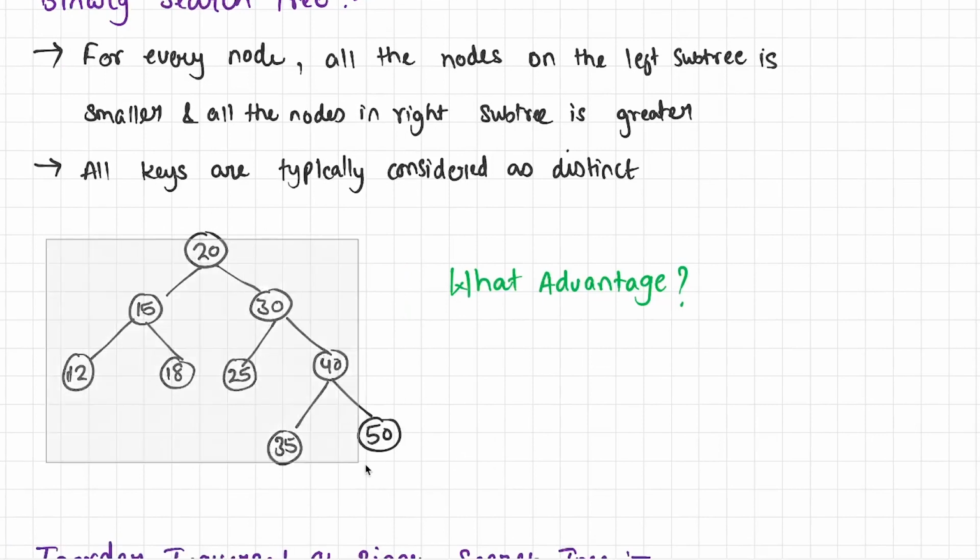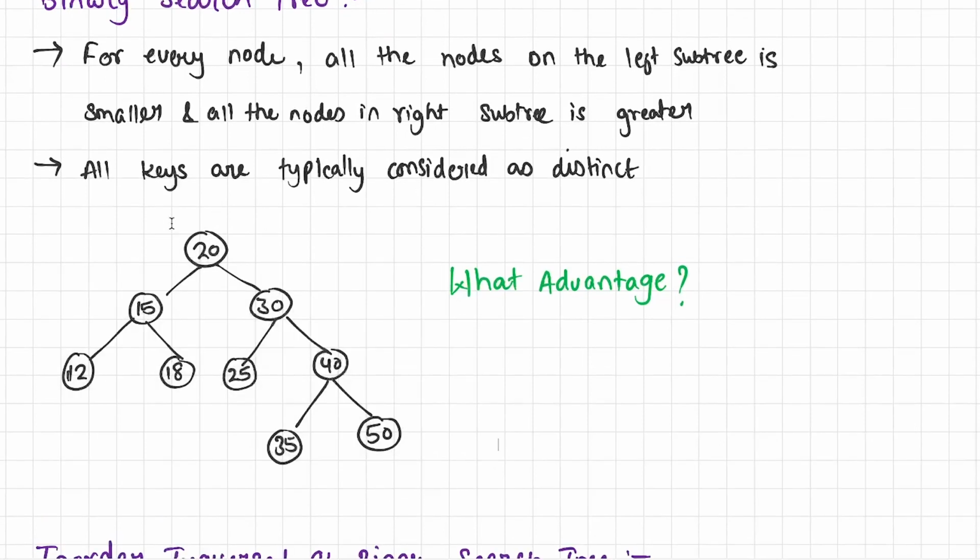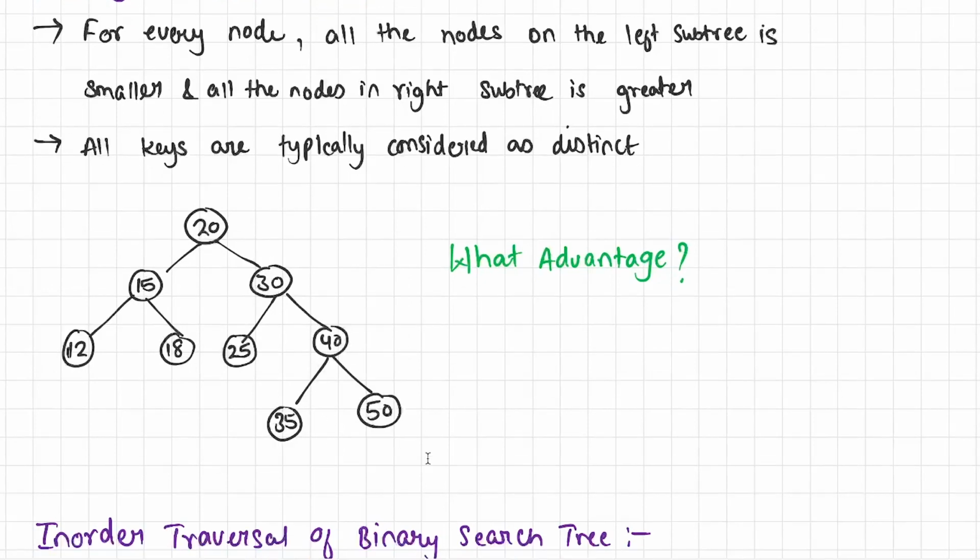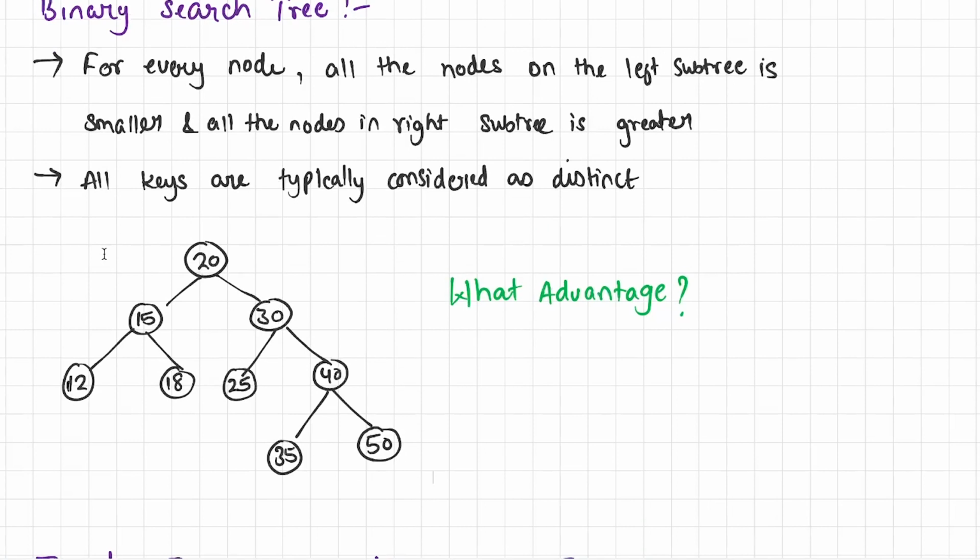So let's see this structure. In this structure, you will see that the root node is 20 and all the nodes on the left of 20 are smaller than 20. 15, 12 and 18 are smaller than 20. And if you look at the right subtree, you will see that all the nodes are greater than 20. 30, 25, 40, 35, 50, all nodes are greater than 20. So that is why this tree is a binary search tree.